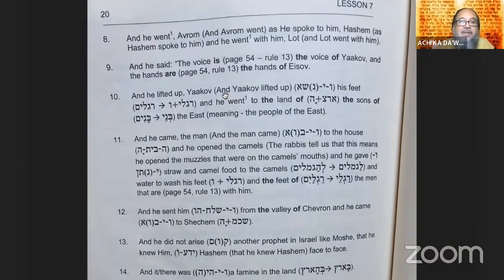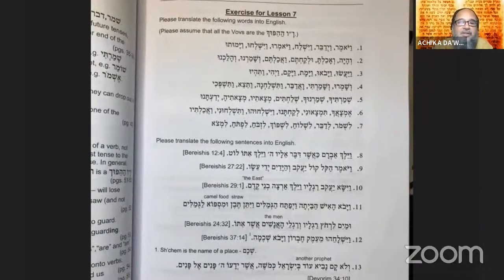And for example, question number 8 in exercise 8 says, "And he went," and they got Avram, which is European. Avram went and he spoke to him. They used Hashem instead of using Yahweh's name. And then he said he went with Lot and Lot went with him. So when you look at that and you go back to number 8 over here, you should be able to dissect this.